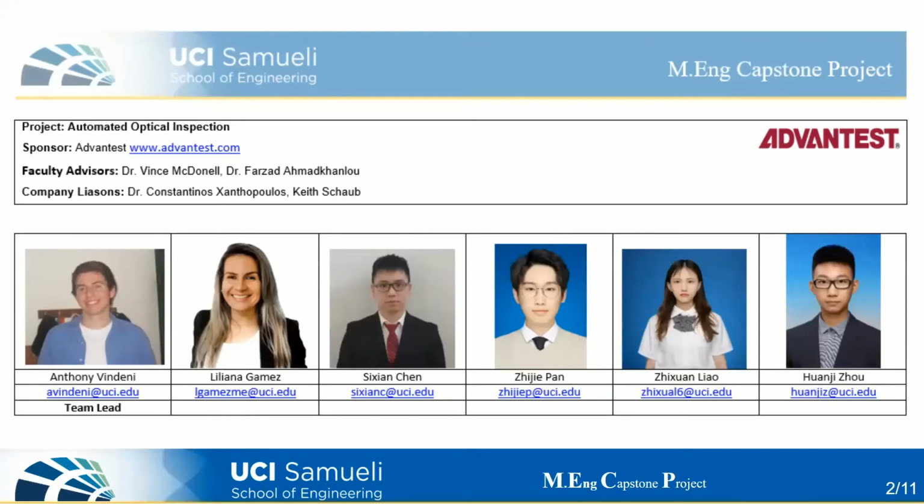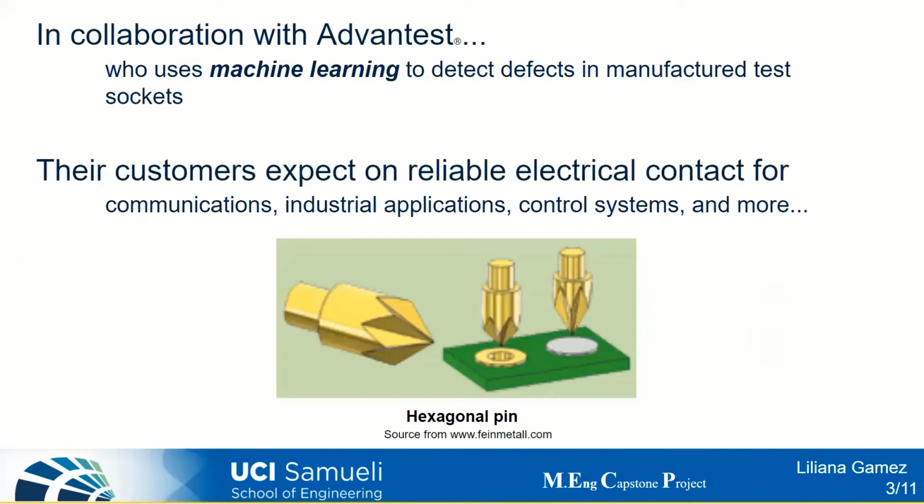My name is Huanji. We work in collaboration with Advantest, the company liaison, who uses machine learning to detect defect types in the manufacturing test socket lines. The customers expect reliability and good electrical contact for communication and control system application.